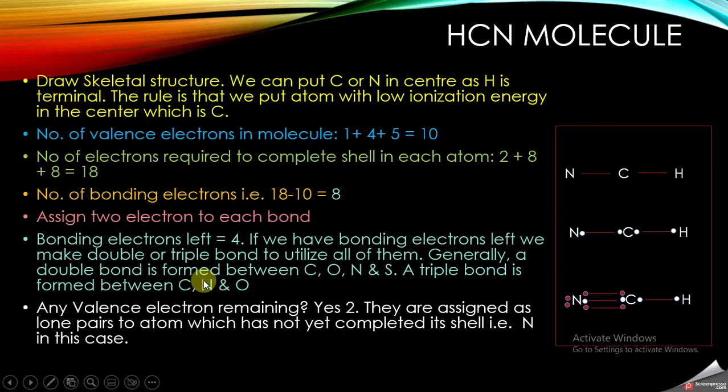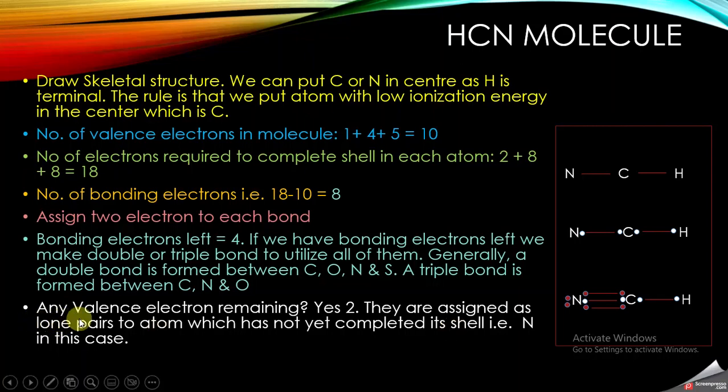Generally a double bond is formed between carbon, oxygen, nitrogen and sulfur, and a triple bond is formed between carbon, nitrogen and oxygen. Here you can see a triple bond cannot be formed between hydrogen and carbon. It can be formed between carbon and nitrogen. So we make 2 new bonds, or 2 new lines, between carbon and nitrogen to utilize all of the bonding electrons. Now all the electrons are utilized: 1, 2, 3, 4, 5, 6 and 7, 8. So 6 here and 2 here. So we have utilized 8 bonding electrons.